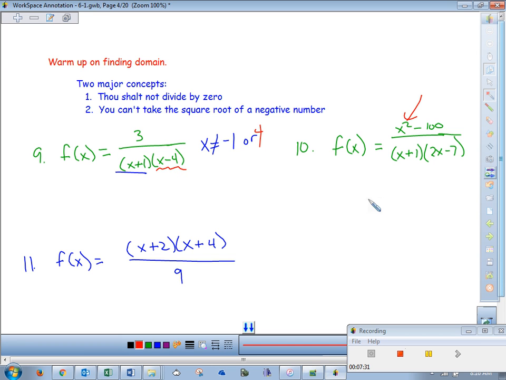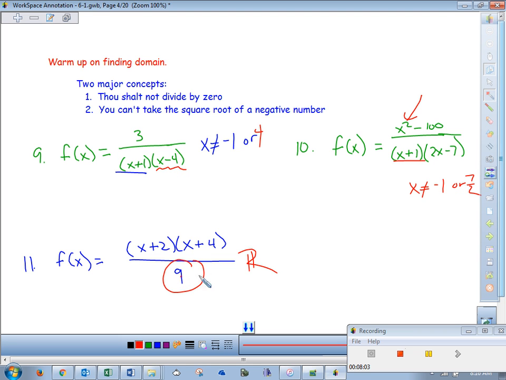Are there x's in the denominator? What value of x doesn't work? X can't equal negative 1 or 7 halves. You okay with that? And down here, what's the domain of this guy? Let's check the two rules. Number 1, are there x's in the denominator? Nope. Are there any square root symbols? So what numbers can I use for x? This is all reals. These two things passed.